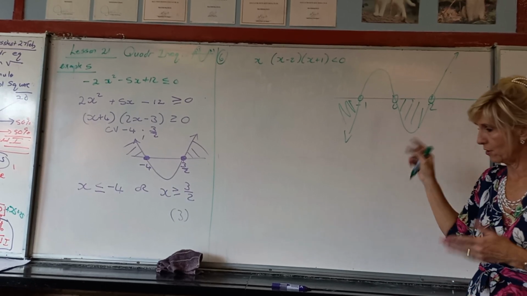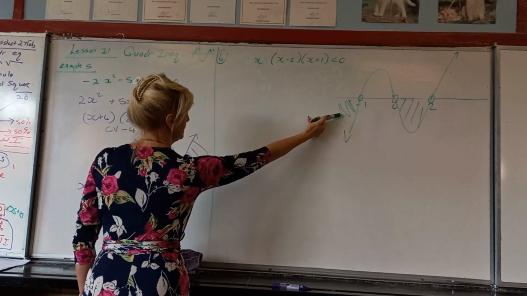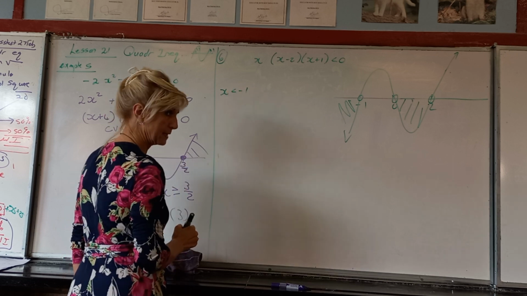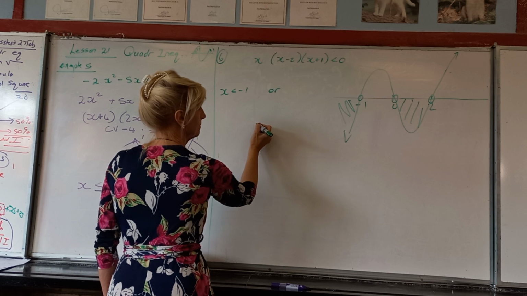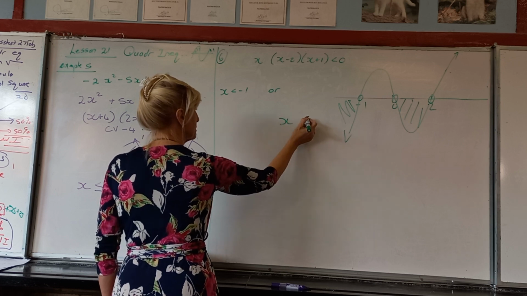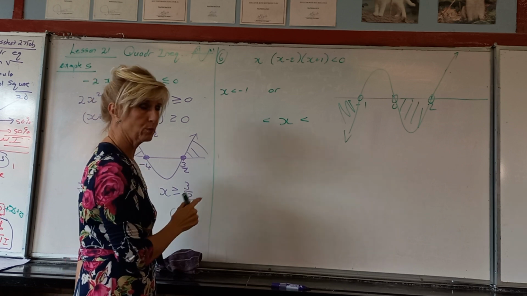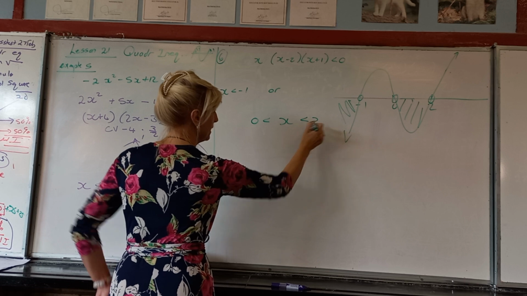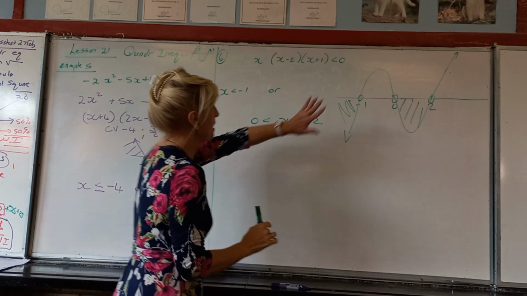I'm going to write the answer down, which is x is less than negative 1. That's the one part. The other part, x is between. Do you hear me saying that every time? X is between with two smaller than signs. Smaller one on the left, bigger one on the right, and they are both excluded. Because of that, no marks.